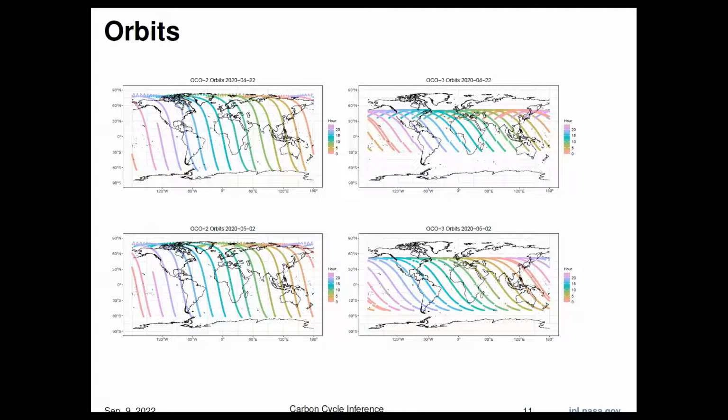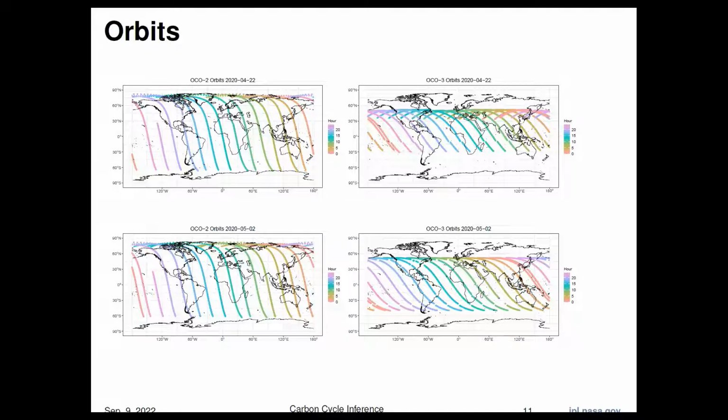It's colored by the time of day, and OCO2 is so-called sun synchronous, which means that at any given time, it's essentially observing in the early afternoon, just after noon local time. So there certainly is an orbit that will be going over the eastern and central United States probably in the next couple of hours.